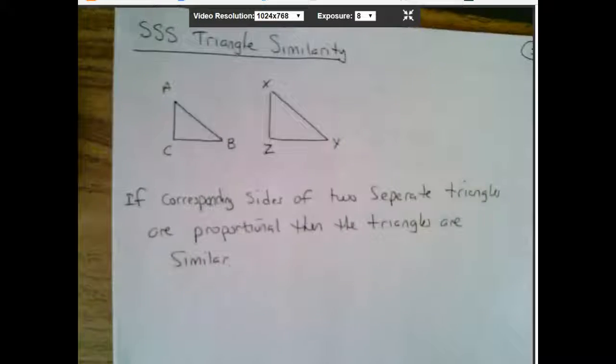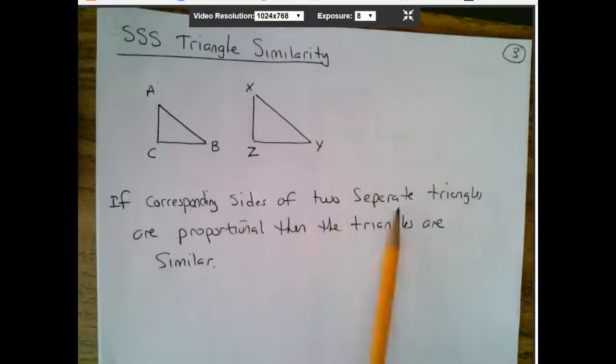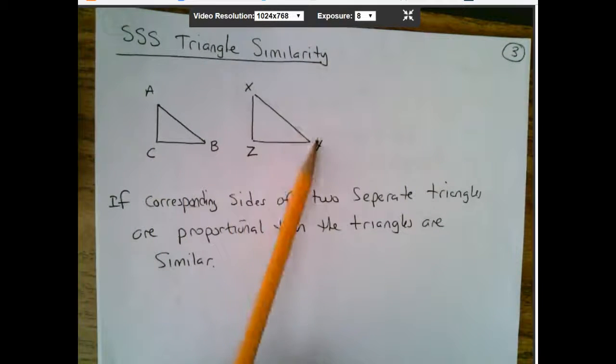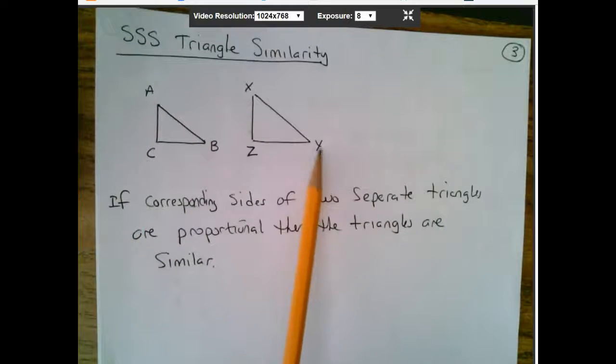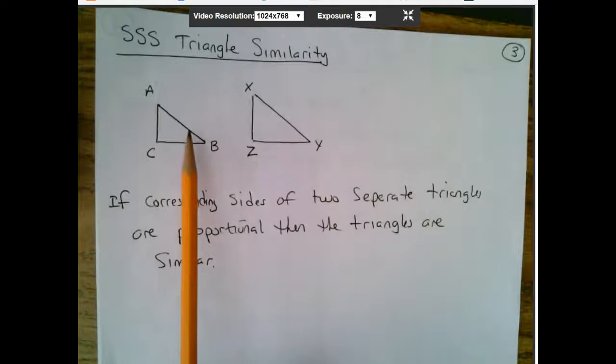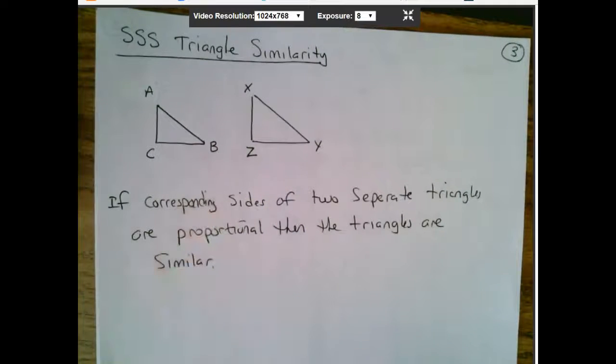Another way to look at this is the side, side, side. This is a pretty easy one actually. If corresponding sides of the two separate triangles are proportional, then the triangles are similar. And we're talking about all three. So like we have this one: if AB is proportional to XY, and BC is proportional to YZ, and ZX is proportional to CA, I'm sorry, then these triangles are similar. They don't have to be the same size. They look kind of similar here, but they're not. But if those things are true, then they are similar.